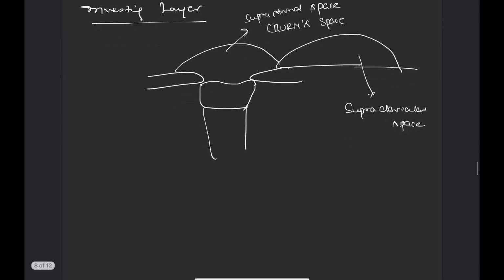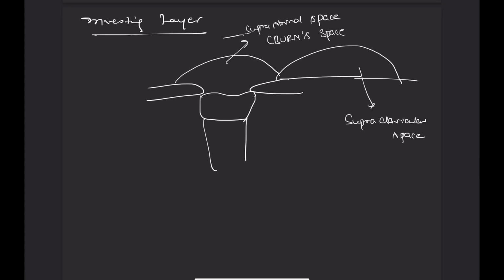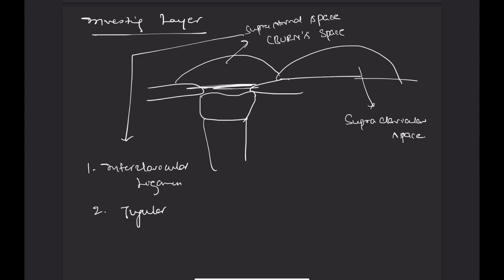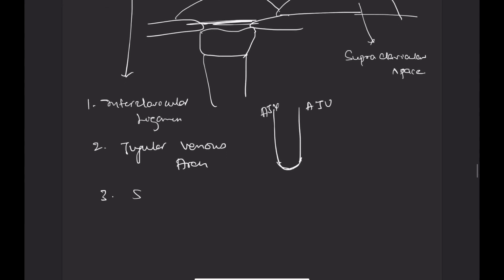Now coming to the suprasternal space, what are the contents of this space? Number 1 is the interclavicular ligament, the ligament between these two. Number 2 is the jugular venous arch. The anterior jugular veins on the left and right form an arch in the Burns space. Number 3 is the sternal head of the sternocleidomastoid muscle.